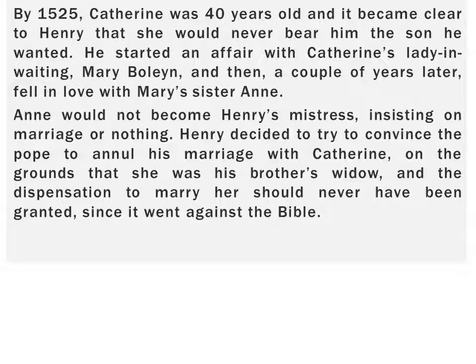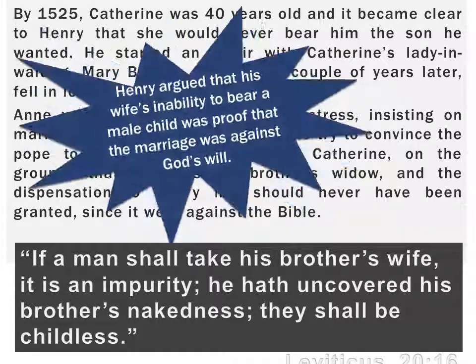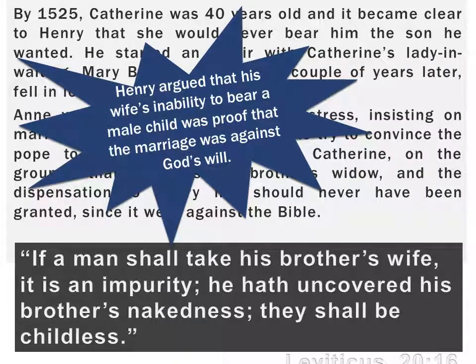So Henry now went ahead with trying to end the marriage with Catherine, saying that from the beginning she was his brother's widow, and that goes against the teaching in the Bible, so the dispensation to marry her should never have been granted. In the Bible it says, if a man shall take his brother's wife, it is an impurity. He hath uncovered his brother's nakedness, they shall be childless. So he tried to argue that his wife's inability to bear a male child was proof that the marriage was against God's will. That's really important, because that's the turning point, really, for England to start on the path towards being a Protestant country.